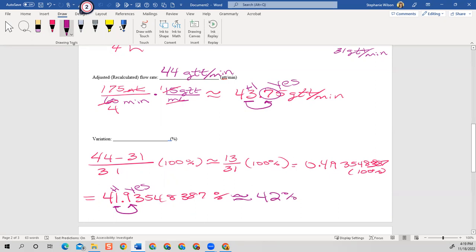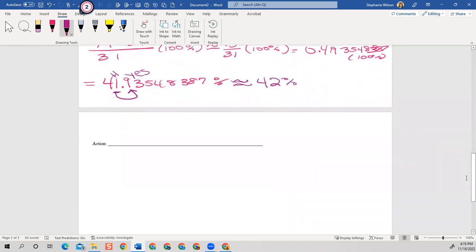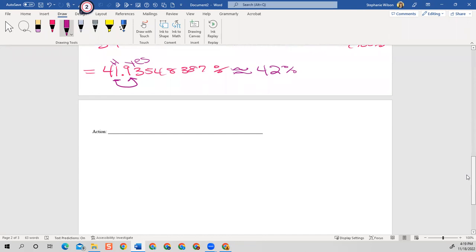Now, let's talk about that 42%. What do I know about variations? And what would be my action plan? All right. Most places have a protocol of 25%, a variation of 25%. So let's talk about what that actually means. That means we go from negative 25% to 0%, and 0% to a positive 25%.